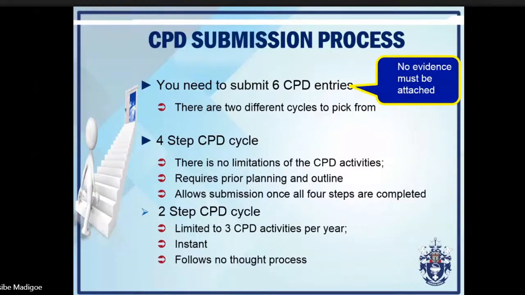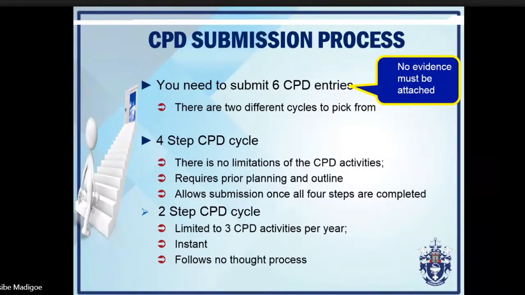For the CPD submission process, you need to submit 6 CPD activities. We have 2 different cycles for you to pick from. First, the 4-step cycle, where you need to plan first. It's not something you can just dive into and complete, otherwise it becomes difficult for you. So it's easier if you sit and ask yourself, what is it that I need to learn? After I have decided what I need to learn, how am I going to learn it? Once I have learned it, what am I going to do with the knowledge that I would have learned?